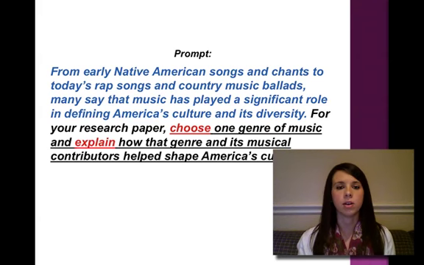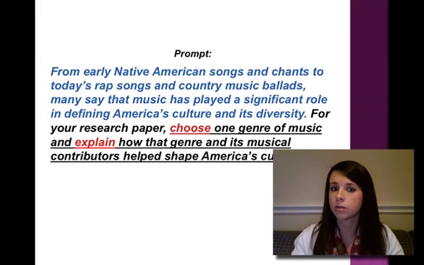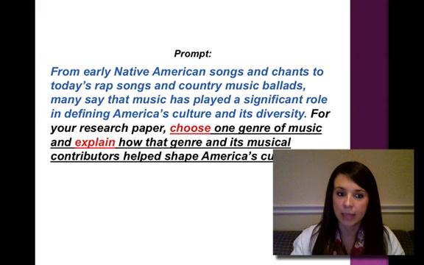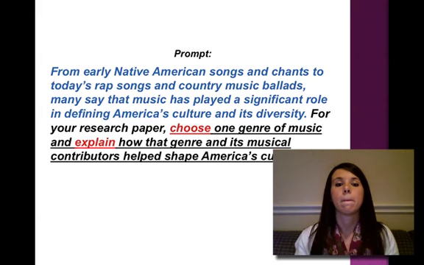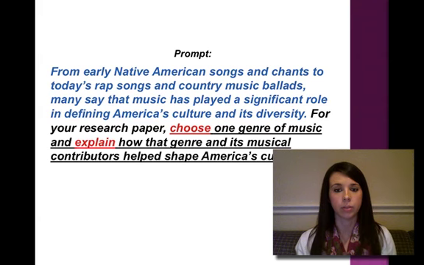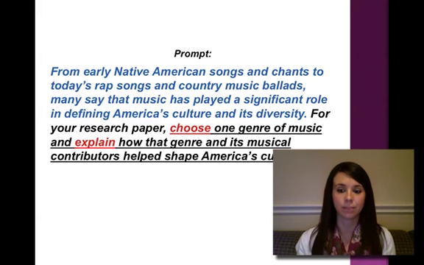If you were to read through this and just saw Native American songs and decided to write a research paper just about Native American songs, you're not going to get a good grade because your assignment was to explain. So you could choose that as your genre, but then your assignment is to explain how that genre and its musical contributors help shape America's culture. You see what I'm saying here? You can't neglect any of it.